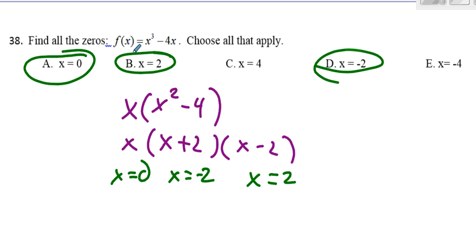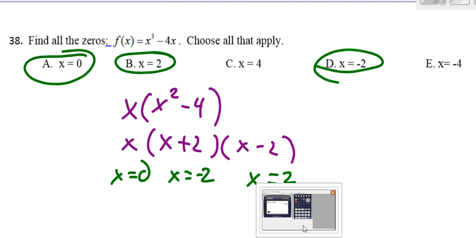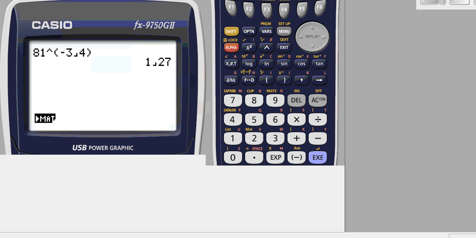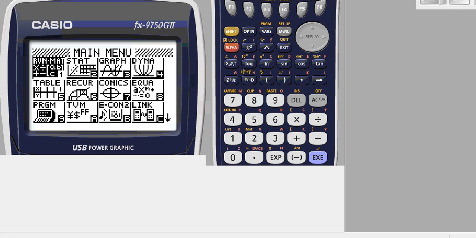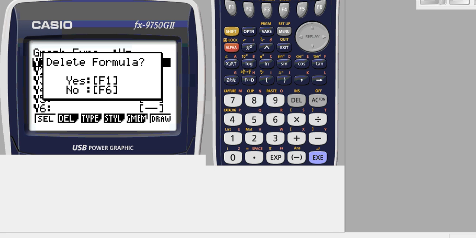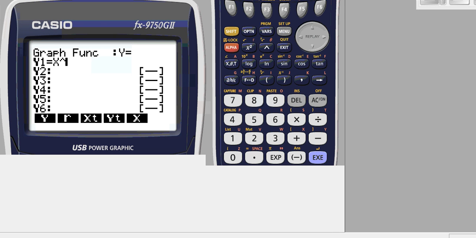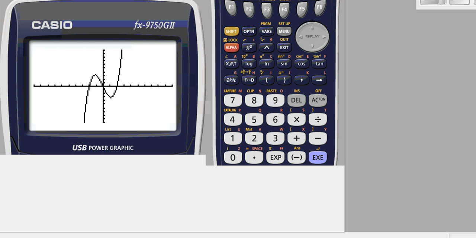Or if you weren't able to or couldn't factor it, you can graph it. X cubed minus 4x. X to the third minus 4x. And you're just looking for the x-intercepts. So G solve root, you get negative 2, you get 0, and 2.